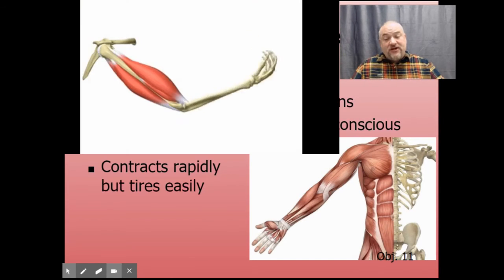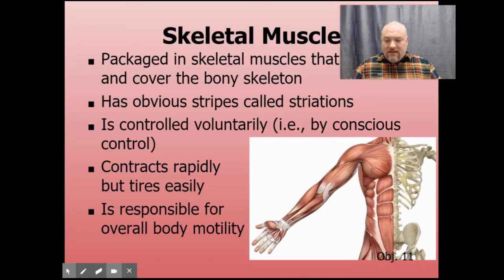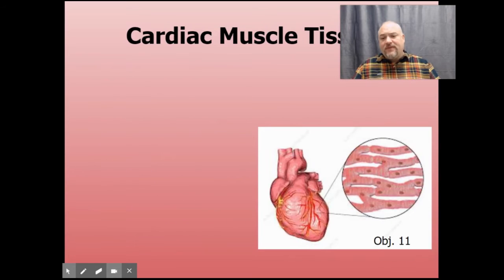Skeletal muscle contracts rapidly, which is great. We can respond quickly to things, move, run, throw, that kind of stuff. But compared to other muscles, it does tire easily. So you've got that cost and benefit. You can respond much quicker, but you'll tire faster as well. And it's basically responsible for our overall body motility, overall gross motor movements of our body.